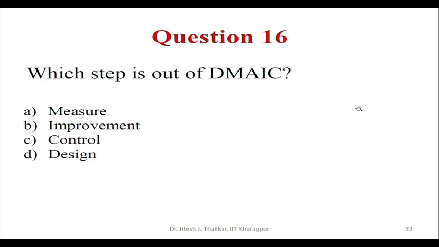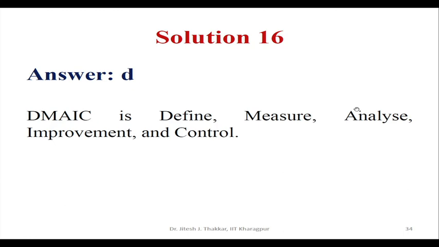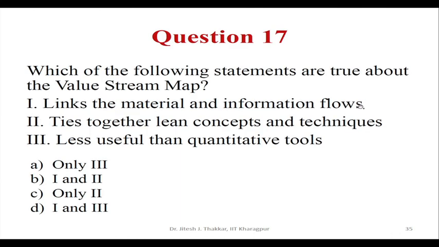Question 16. Which step is out of DMAIC? Measure, improvement, control, design. The correct answer is D. DMAIC is define, measure, analyze, improvement, and control, and there is nothing like design.